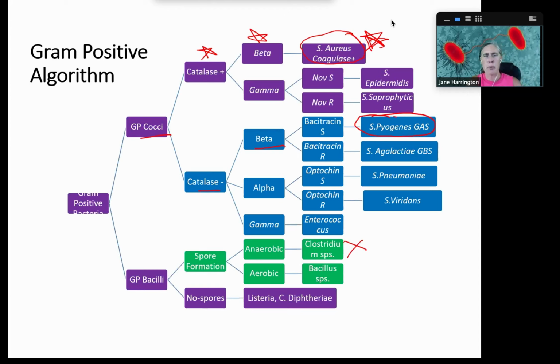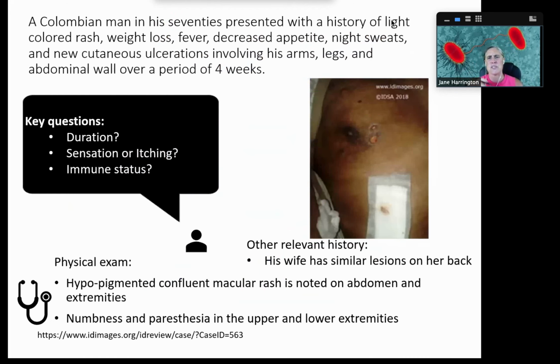Okay, very important, the gram-positive algorithm, just go ahead and put an exclamation point. I would sketch out Staph aureus, Strep pyogenes, and Clostridium on your upcoming exam because the cases are so difficult to tell apart. Okay, so here's another vignette.